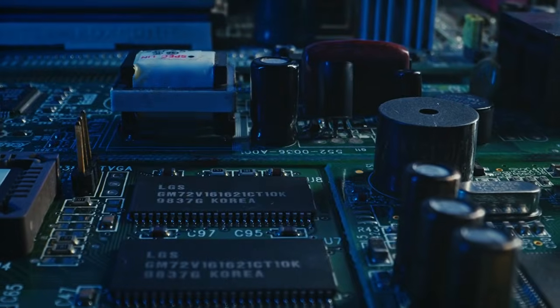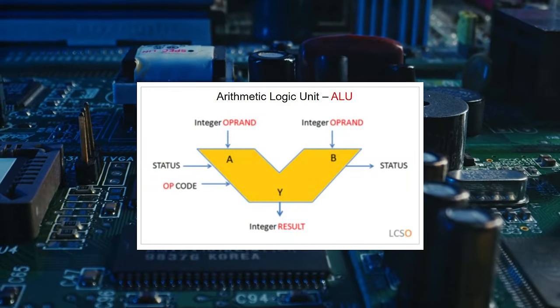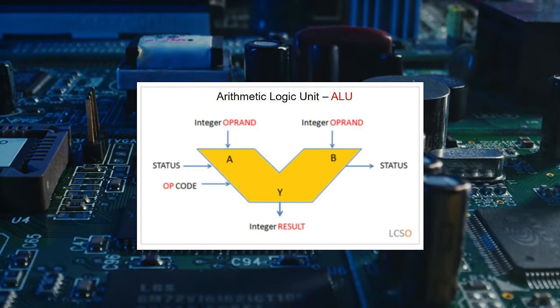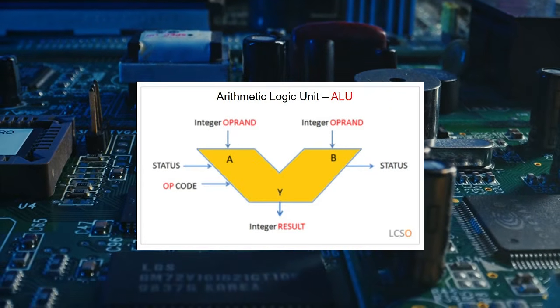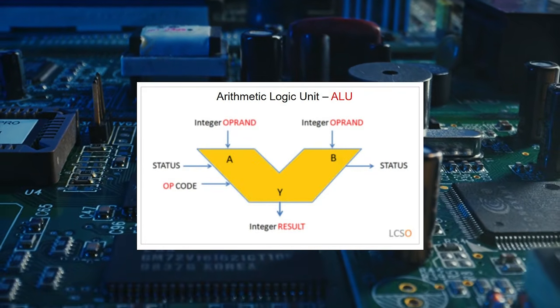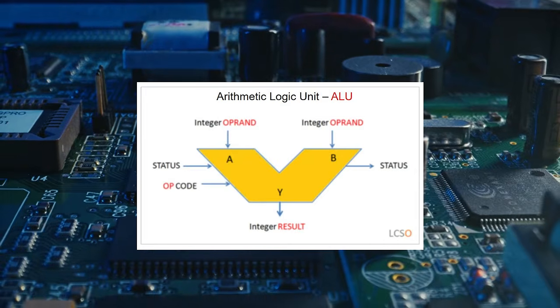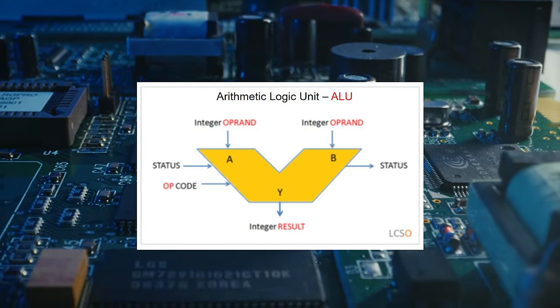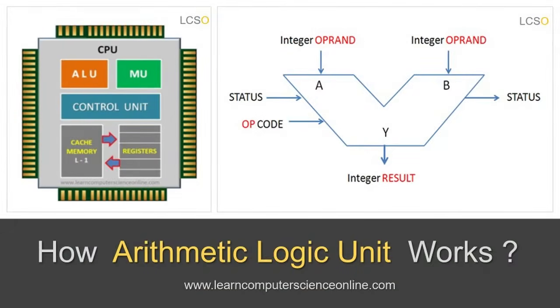The ALU is an electronic circuit and the fundamental building block for all the microprocessor chips. From simple to highly advanced microprocessor chips, the ALU is an essential component. Alright, so we are now clear on what is arithmetic logic unit. Let us now discuss how arithmetic logic unit works.